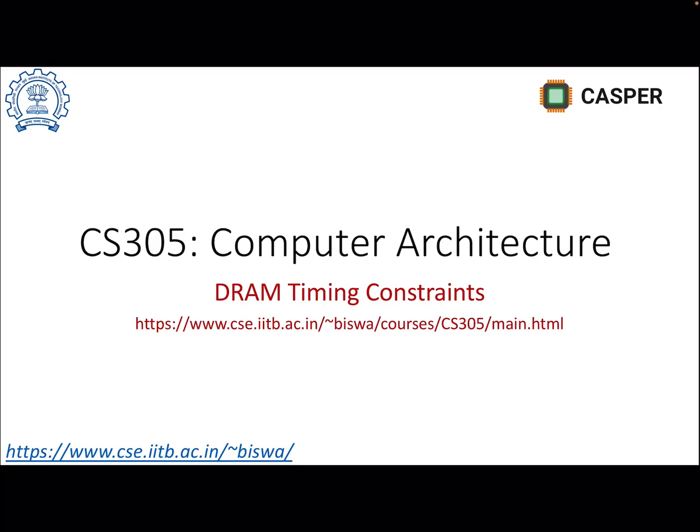This lecture discusses the DRAM timing constraints and then how it affects application runtime or execution time. So in the last lecture, we discussed the DRAM organization, the notion of ranks, banks, rows, and columns. In this lecture, we'll look at how accessing data from DRAM has different delays and how it can affect the performance.